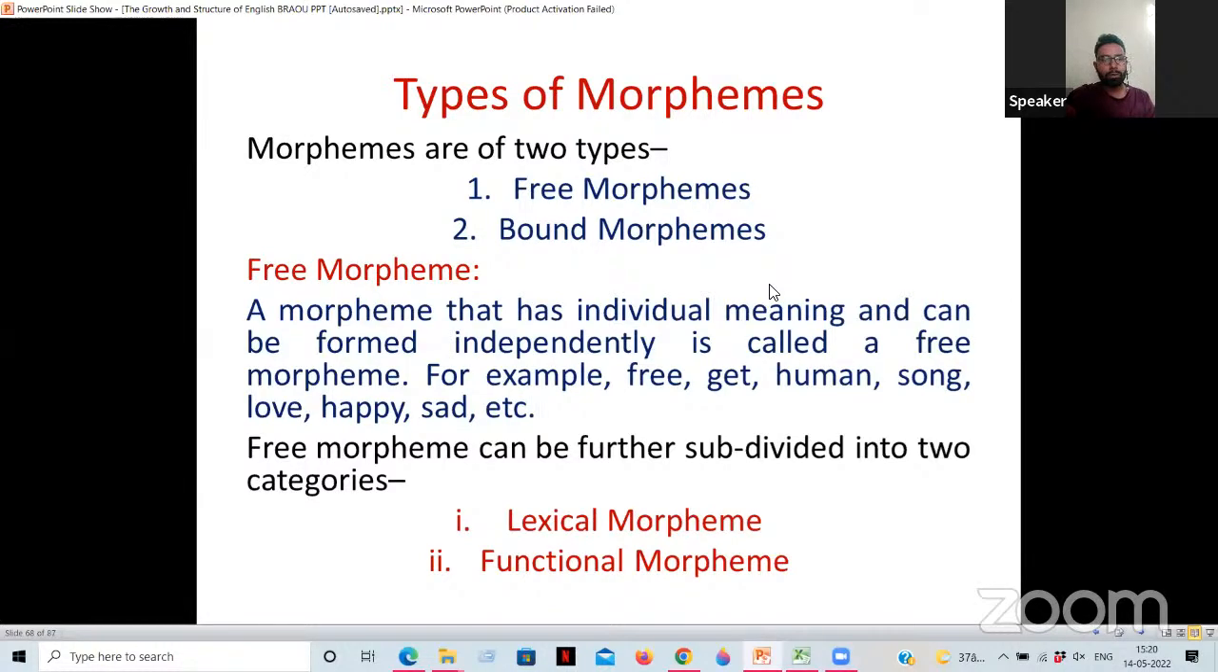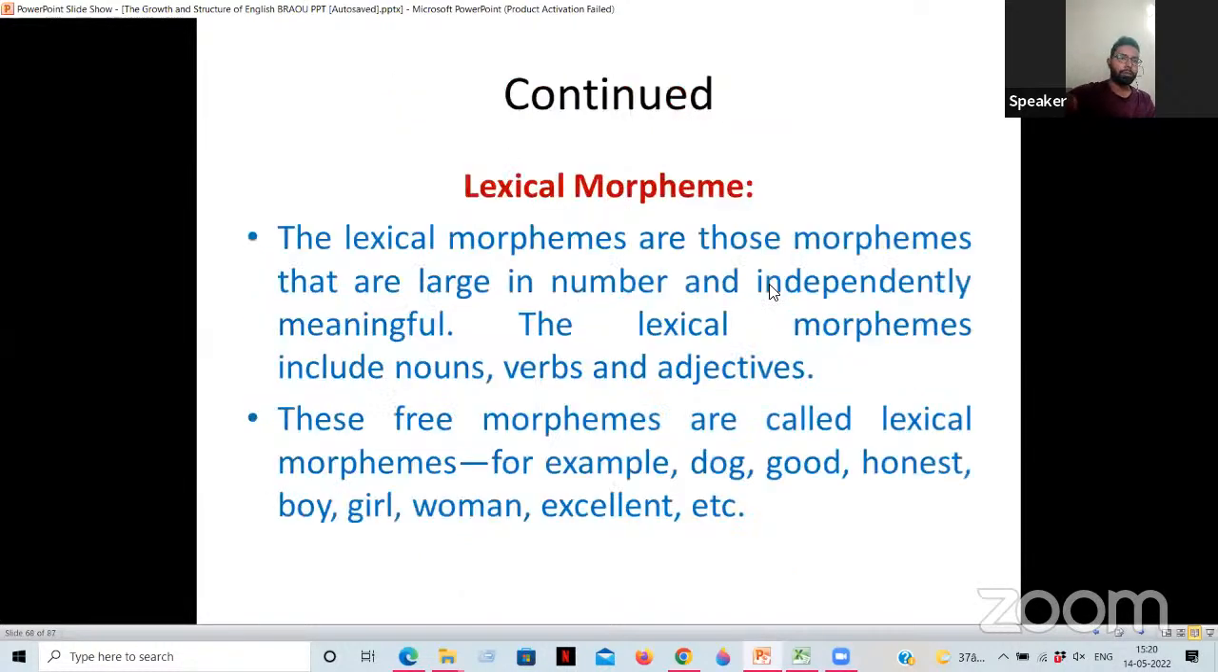So what is lexical morpheme? Let's talk about that. Now we have talked about lexemes. Obviously, lexemes are nothing but the dictionary words. The dictionary words that we have are called lexemes in linguistics. So the lexical morphemes are those morphemes that are large in number and independently meaningful. The lexical morphemes include nouns, verbs, and adjectives.